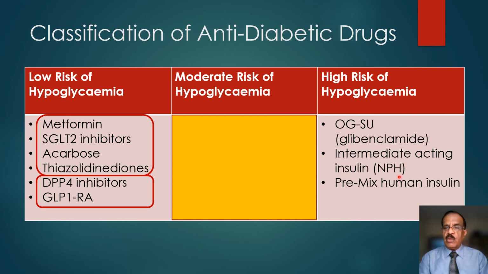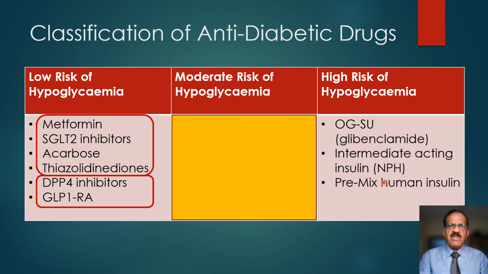Then intermediate acting insulins, which are called NPH, because the profile of these insulins is with a peak. So the time which corresponds with the peak, that is a time when there is a risk of hypoglycemia. So the pre-mixed human insulin, because they also mostly contain NPH, and because of the NPH component, there is a risk of hypoglycemia 6, 7, 8 hours after injection. And because of the human insulin, there is a risk of hypoglycemia 2 or 3 hours after injection. So I think this is the group of drugs which have a relatively high potential of causing hypoglycemia.